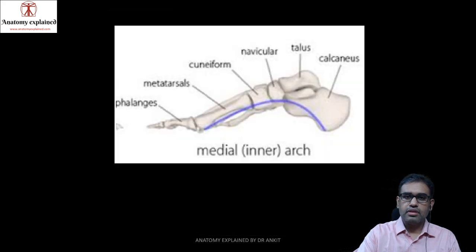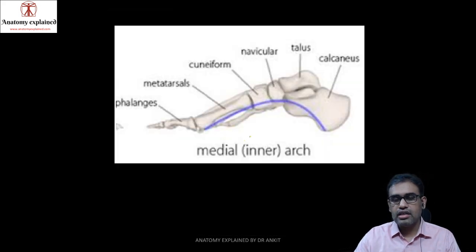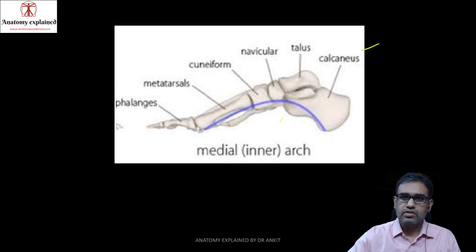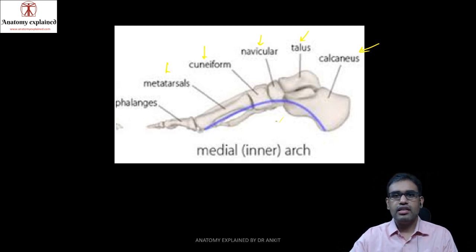If you look at it separately in the medial view, then this is how it appears. You can very well see that this was our calcaneum, and the talus was the one forming the ankle joint, because above it you have the tibia and fibula. The talus is articulating anteriorly with the navicular, and these are your three cuneiforms and the three metatarsals. So this arch over here is the formation of the medial longitudinal arch.